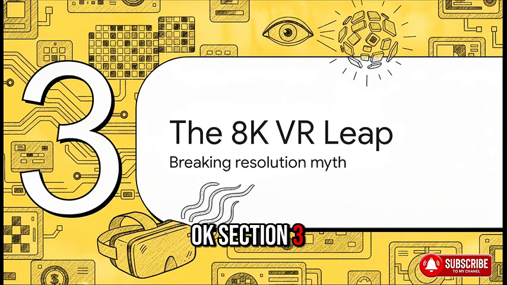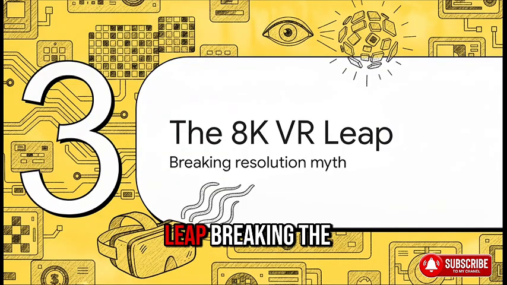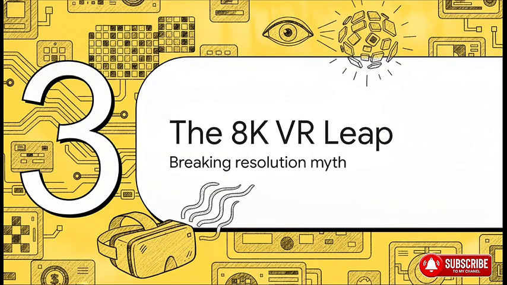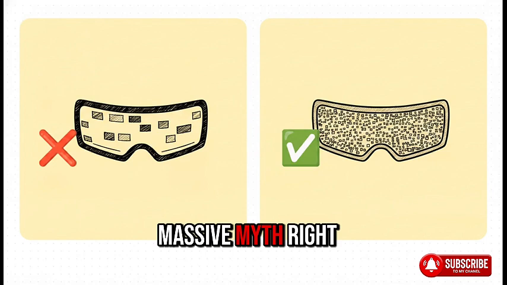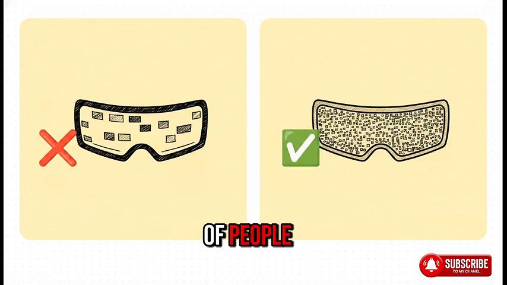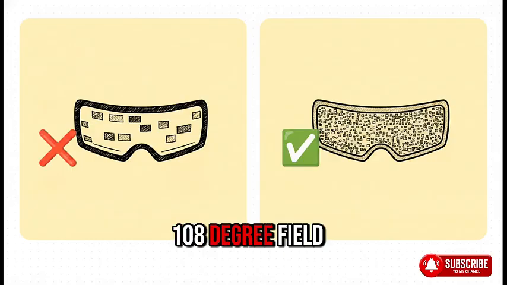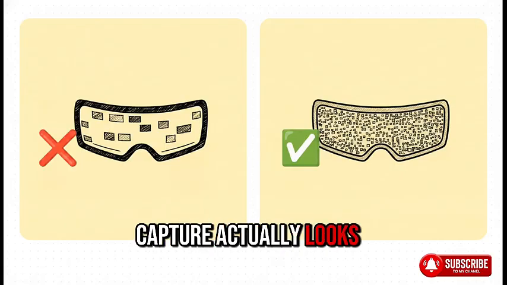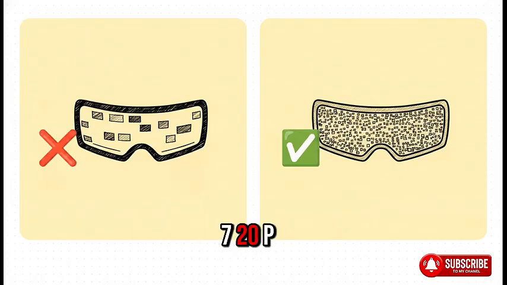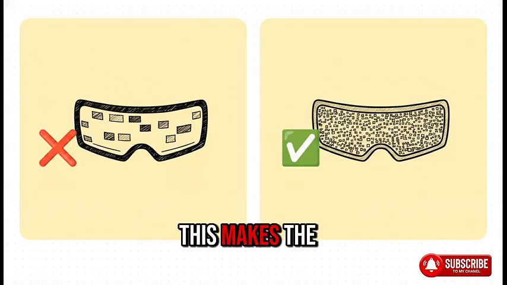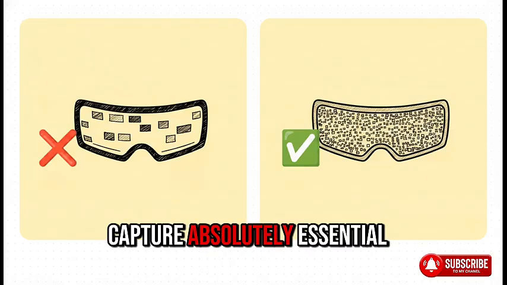Okay, Section 3, the 8K VR leap, breaking the resolution myth. We really need to debunk a massive myth right here, because it trips up a lot of people. You might see a VR camera labeled as 4K and think, wow, that sounds incredibly sharp. Well, it's not, because a VR headset wraps the image around a massive 108-degree field of view. Those 4K pixels get stretched incredibly thin. To your eye, a standard 4K capture actually looks like a blurry 480p or 720p video. It's rough. This makes the jump to 8K VR capture absolutely essential.